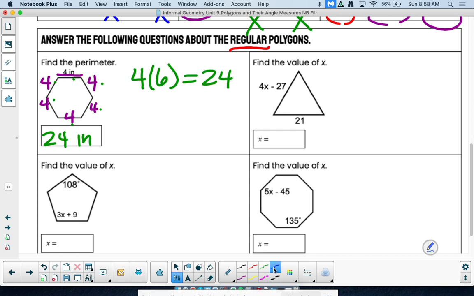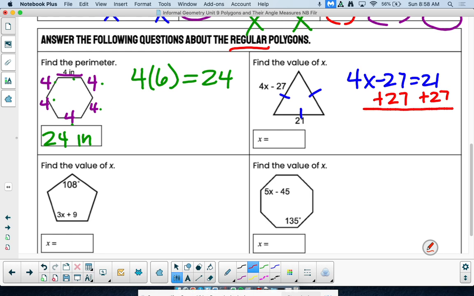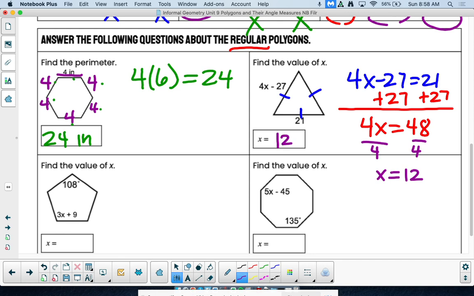Okay, our next one over here, find the value of x. Remember, it's regular, so all of our sides are the same, right? So what's an equation we can write to solve for x? Well, I'm hoping you're thinking 4x minus 27 equals 21. And now we have a pretty simple 2-step equation to solve. Add over our 27, drop down that 4x, and then we divide by 4. So x should be 12. Perfect.